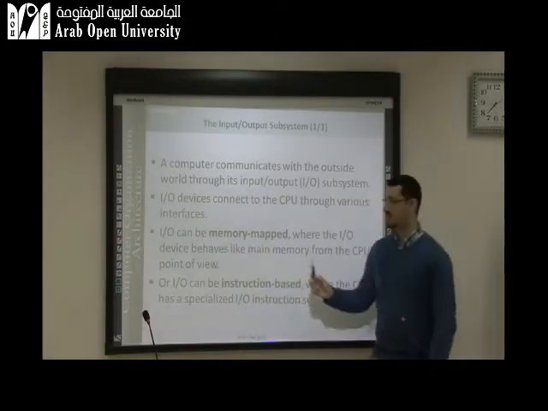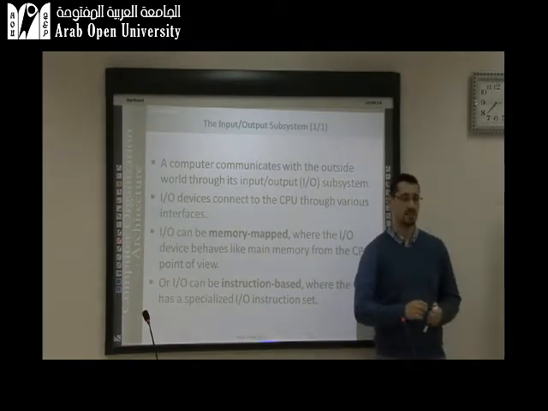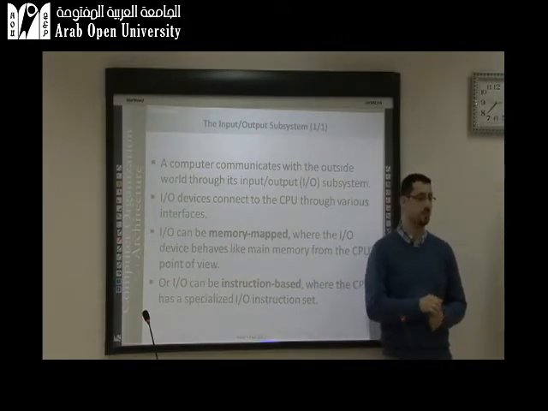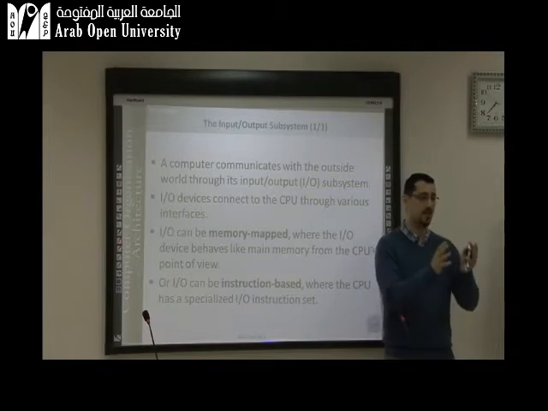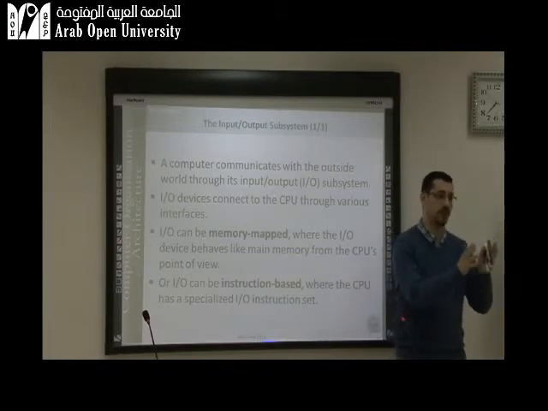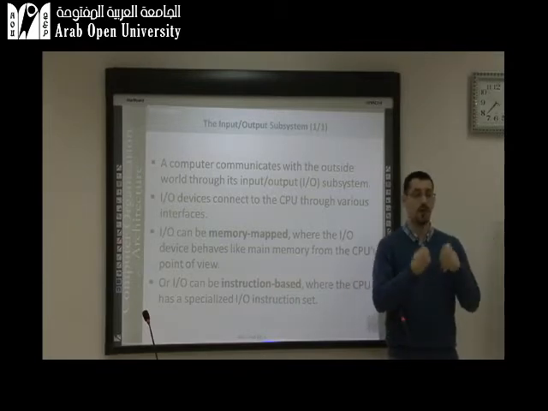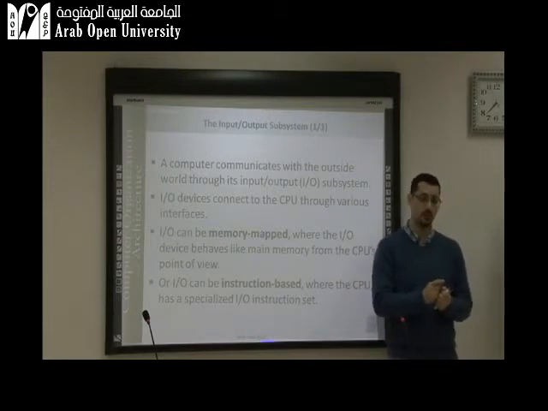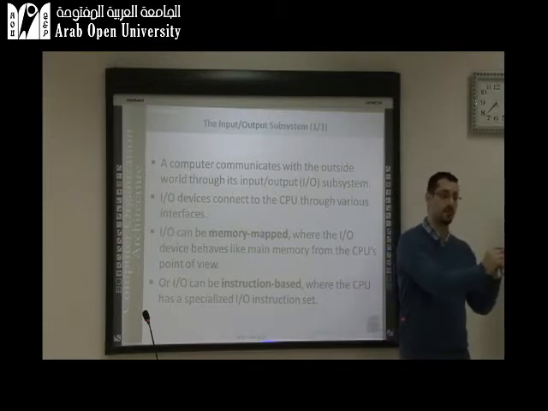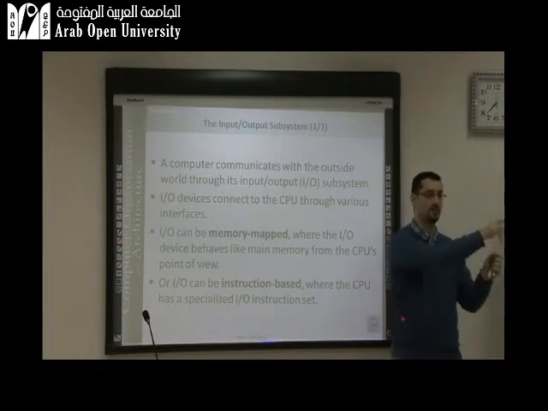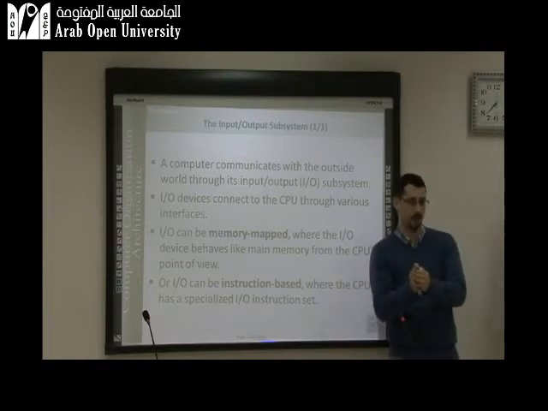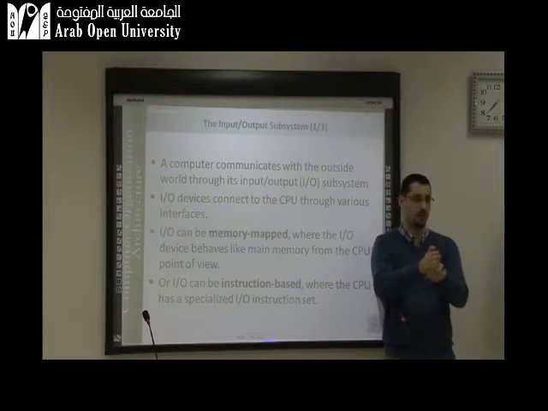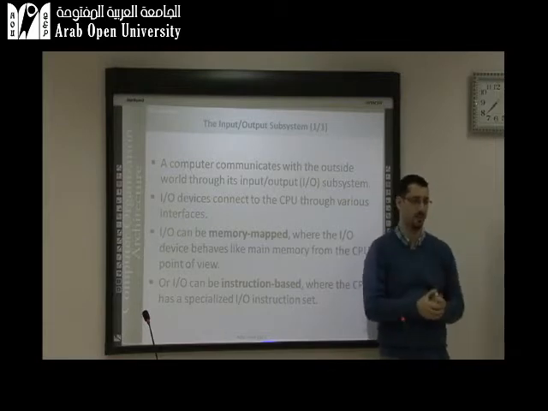For instance, what does memory-mapped mean? When input-output is memory mapped, the computer system, or the CPU, deals with this input-output device as a part of the main memory, of the random access memory. So if I want to write something on an output device, I will not send it directly to the output device, but I will store it in the memory, and the input-output device will take it from the memory. So we have the memory between the CPU and the input-output device.